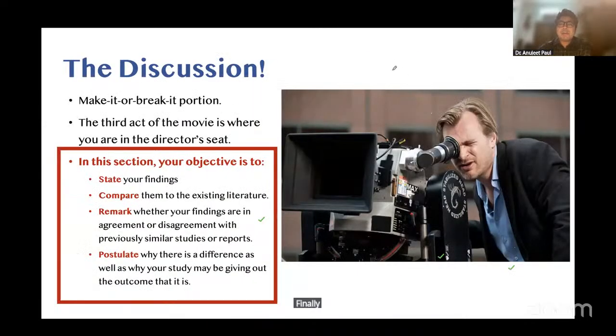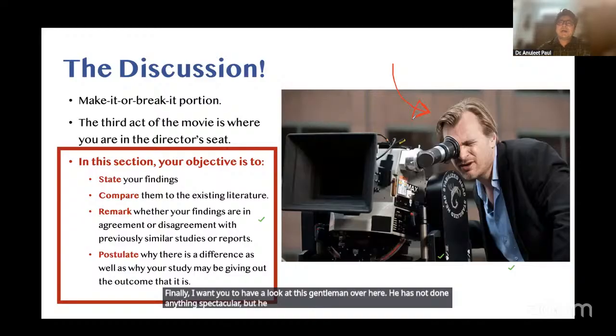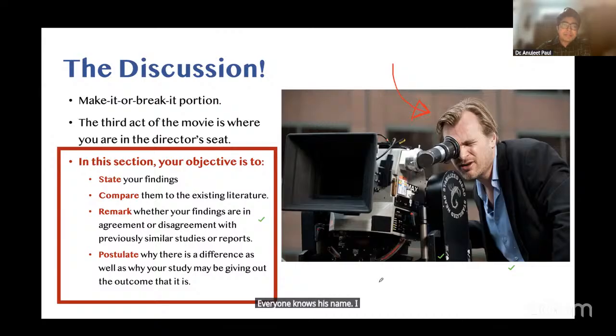Finally, I want you to have a look at this gentleman over here. He has not done anything spectacular, but he has actually mastered the art of storytelling. In a world where there are so many movies, so many directors, so many actors, so many ways of telling a story, everyone knows his name. I hope everyone is familiar with Christopher Nolan.